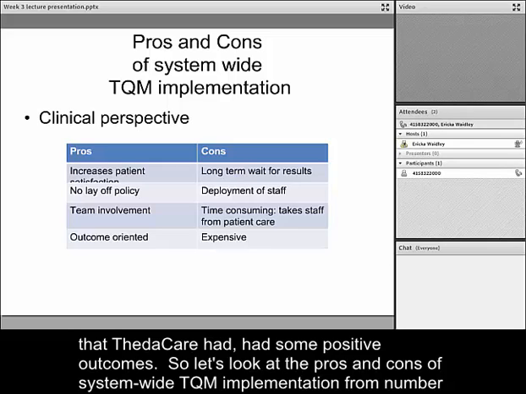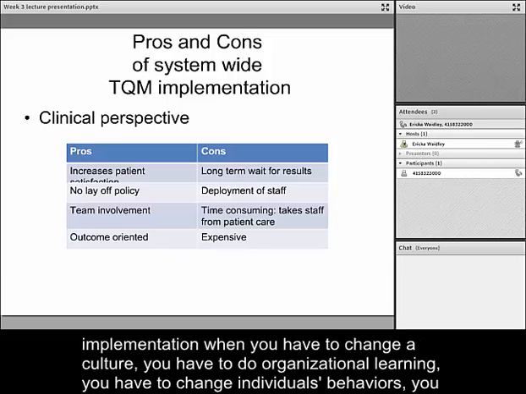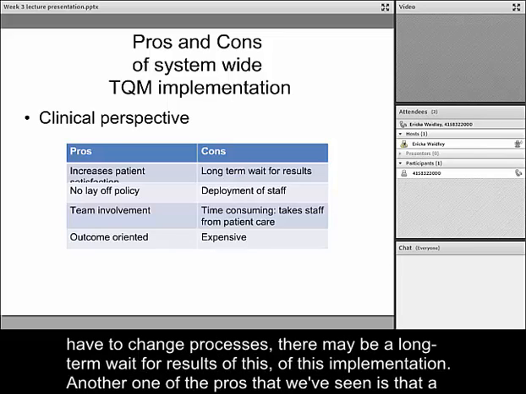So let's look at the pros and cons of system-wide TQM implementation from, number one, a clinical perspective. The pros is that it increases patient satisfaction. The cons, however, as we've talked about before, in any implementation where you have to change a culture, you have to do organizational learning, you have to change individuals' behaviors, you have to change processes, there may be a long-term wait for results of this implementation.